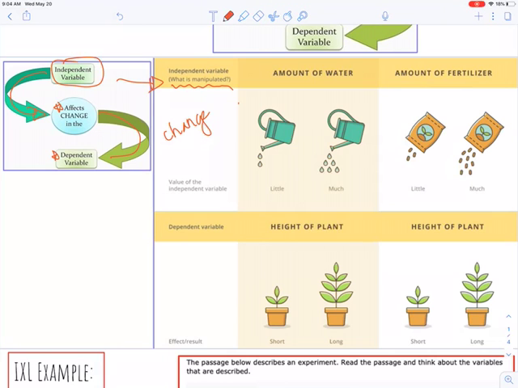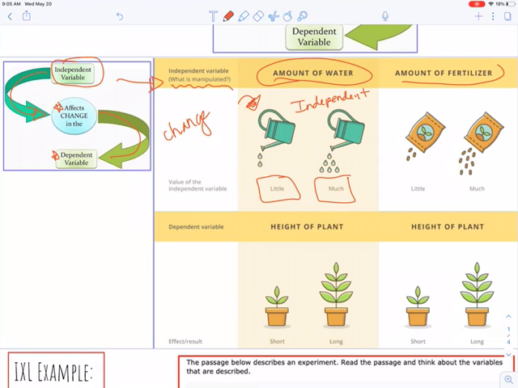So here are some examples. The scientist wants to see how plants grow differently. So the independent variable, what the scientist changed in the experiment, was the amount of water. So he maybe used a little bit of water for some and much water for another plant. That is the independent variable. It's what he changed to manipulate the experiment.